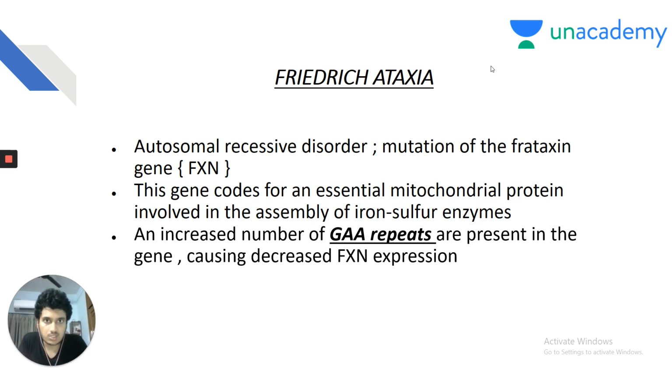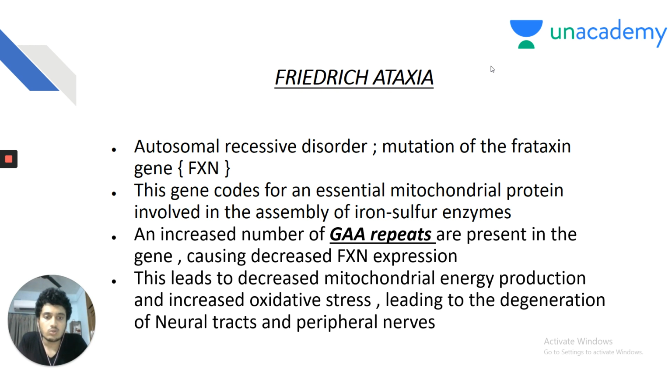So, increased number of GAA repeats leading to essential mitochondrial protein dysfunction, and then it leads to decreased mitochondrial energy production. Like you'll read in your biochemistry, mitochondria are very important for oxidative phosphorylation of aerobic respiration. So, there is increased oxidative stress leading to the degeneration of the neural tracts and the peripheral nerves. So, there is degeneration of the three tracts, like I discussed. There is spinocerebellar, dorsal column, and lateral corticospinal tract.